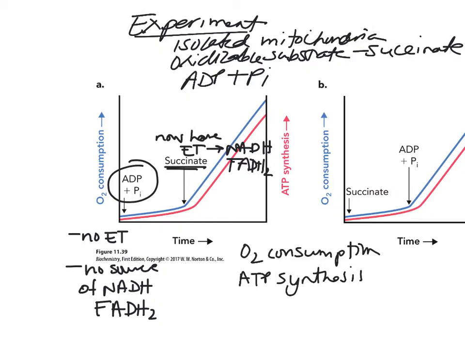The red line is monitoring ATP synthesis. And again, as we've demonstrated, electron transport and ATP synthesis are coupled by that chemiosmotic theory. So if you look at the beginning, when you just add ADP and inorganic phosphate, you have a slow increase in ATP synthesis. But once you add succinate, there's a slight lag where you're making the NADH and the FADH2. Now that these electron carriers have transferred their electrons, we see an increase in ATP synthesis.